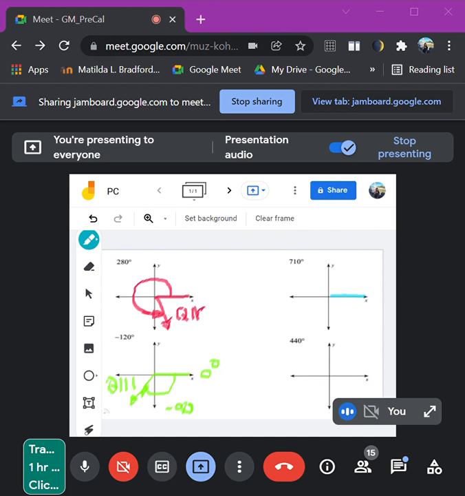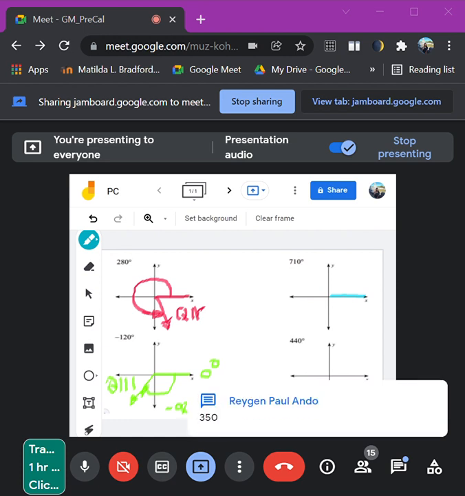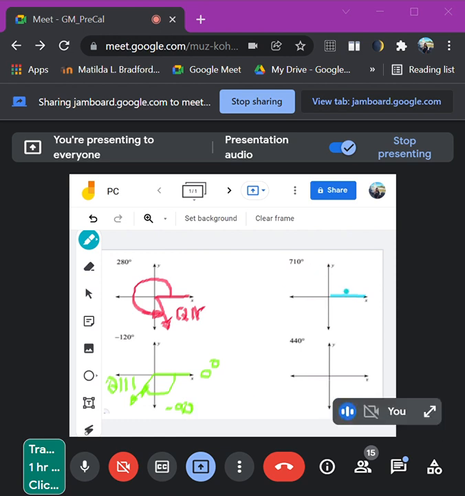So, subtract that from 710, how much is it? Right, that is 360 and 350. So, you have one rotation. So, starting from your initial side, you have that, so that is already 360. So, this one is 360. And then the remainder is 350. So, the 350, where does it stop?